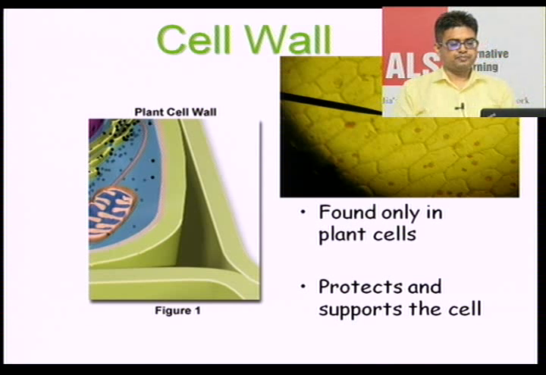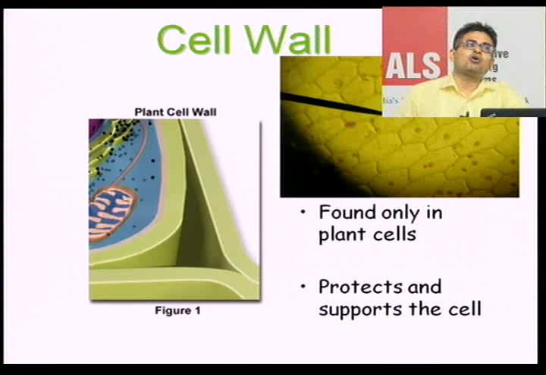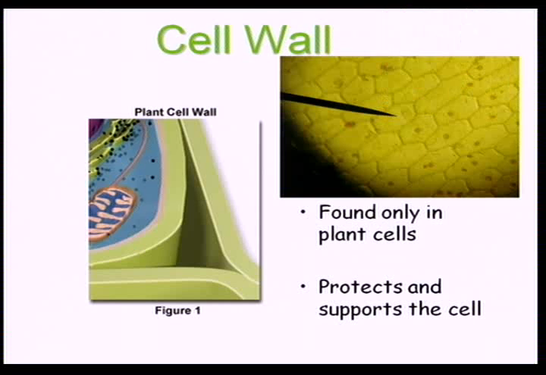Next comes the cell wall. Now what is a cell wall? A cell wall is found only in plant cells, fungal cells, or bacterial cells, and sometimes in protista also. It protects and supports the cell. Can you tell me any product of the cell wall that everybody is using right now? Anybody?